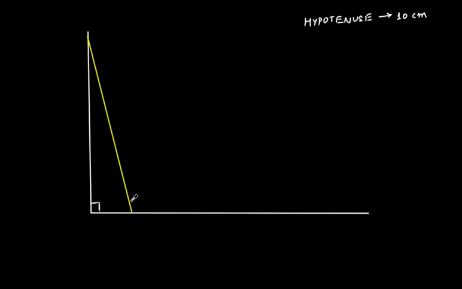That's a good point. So your friend says that the hypotenuse is 10 centimeter and one of these sides is, let's say, 8 centimeter. You'll say that thanks a lot, now you have solved my problem. Okay, let me assume that from here to here is 8 centimeter.